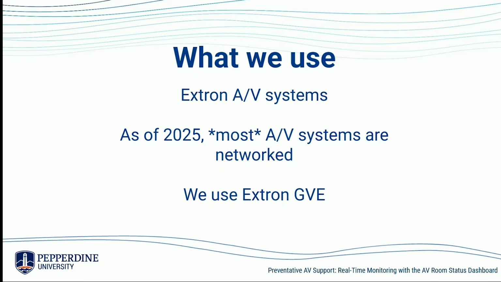So right here, I was trying to convey our typical workflow or some context over our institution, that we use Extron. That's our #1 AV system, excluding the School of Law. And then we have 4 outlier systems that use other technology. And then as of 2025, there was a big project that completed in that year where most of our rooms are networked in the sense that only the controller of the AV system is on our enterprise network. So it can be accessed from anywhere within the Pepperdine network. And then lastly, we use Extron GVE. If you aren't aware, it is a tool for managing networked AV systems at scale.